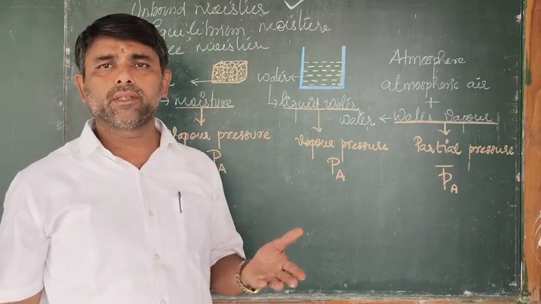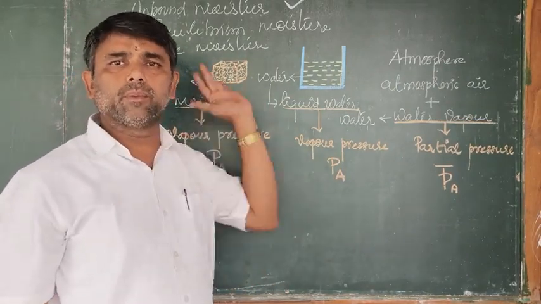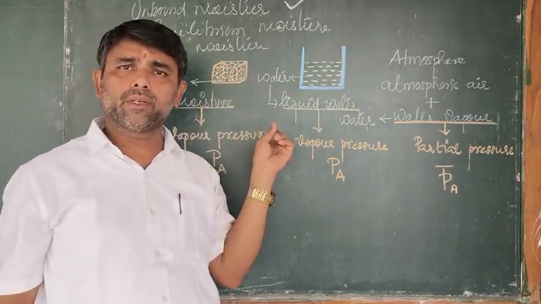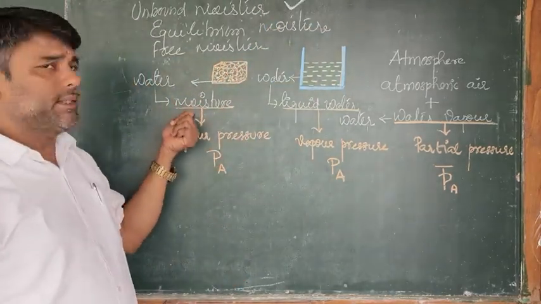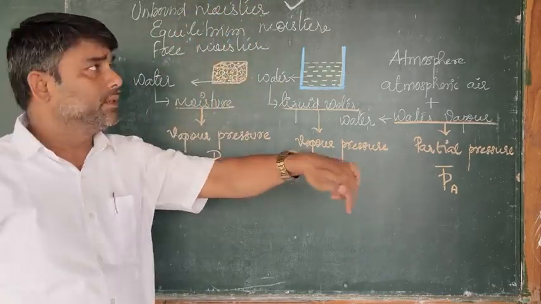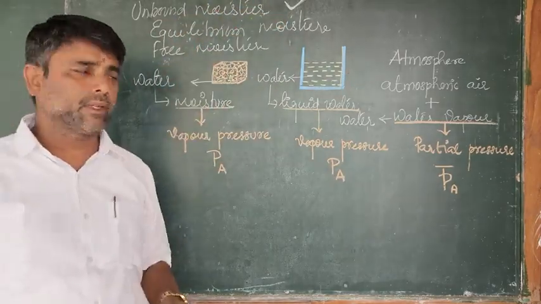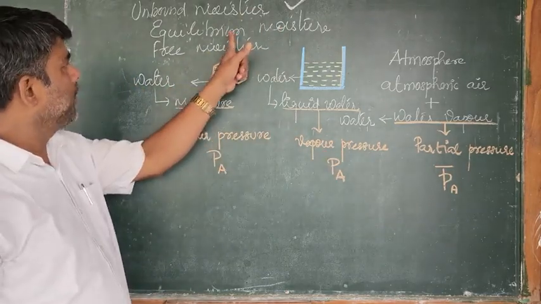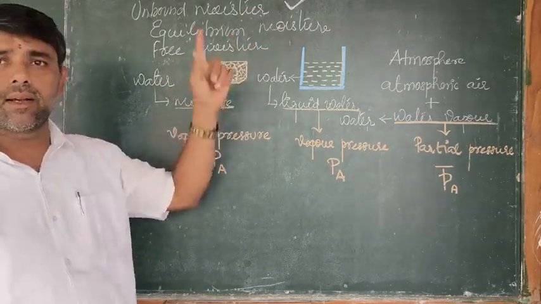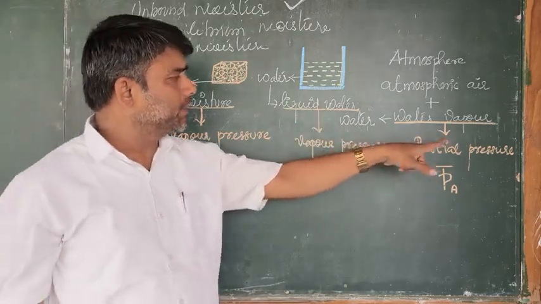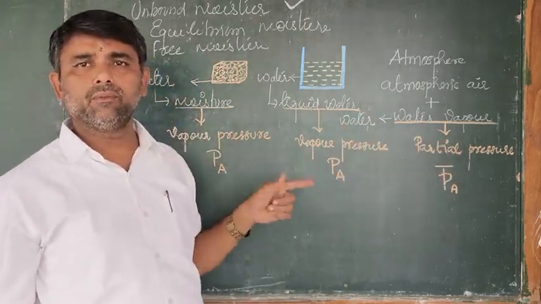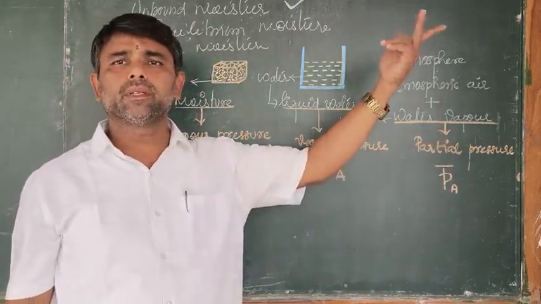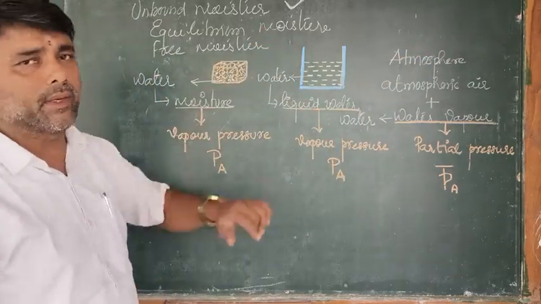For equilibrium moisture, you are going to compare vapor pressure and partial pressure. While for bound moisture, you are comparing vapor pressure of moisture and vapor pressure of pure liquid. In unbound moisture, also vapor pressure of moisture and vapor pressure of pure liquid. While coming to the point of equilibrium moisture, you are comparing vapor pressure as well as partial pressure. Vapor pressure of moisture is equal to partial pressure of water vapor present in the atmosphere. This is called the equilibrium moisture.